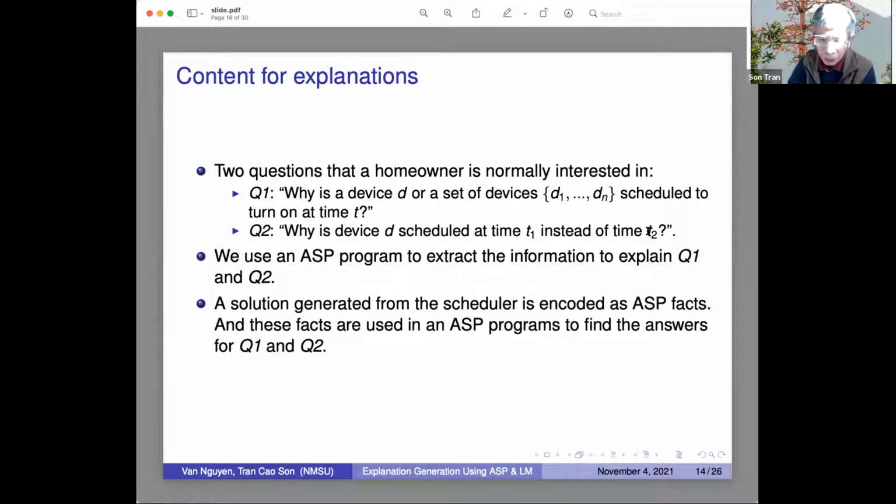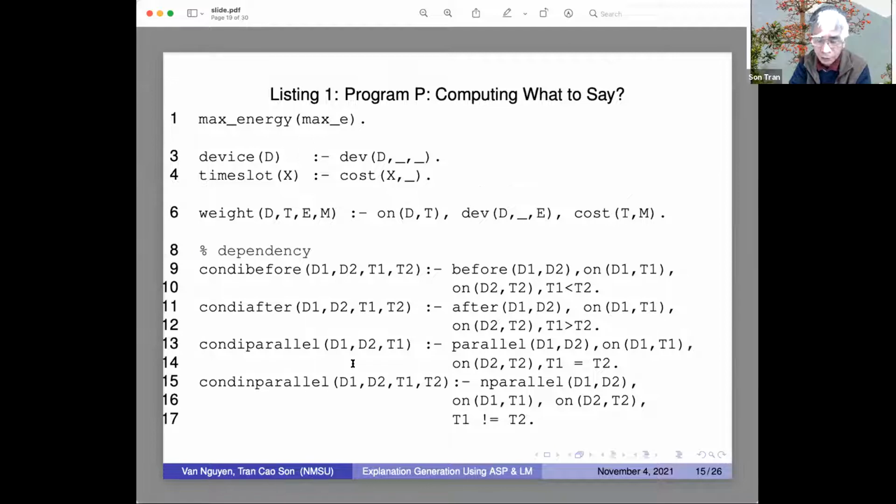So to compute what needs to be explained to the user, we use answer set programming to extract the information for these two questions. Basically, we create a program that calculates for us what to say. So the encoding of the problem is very simple.